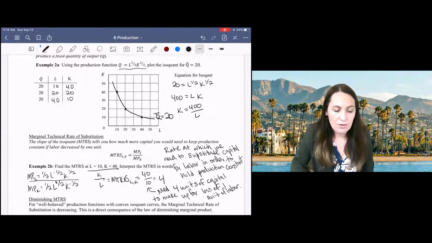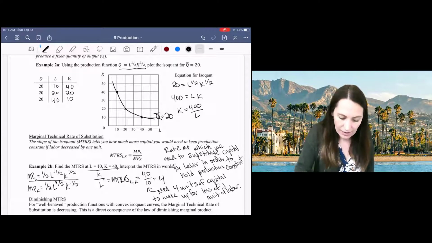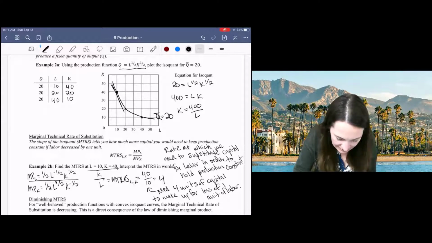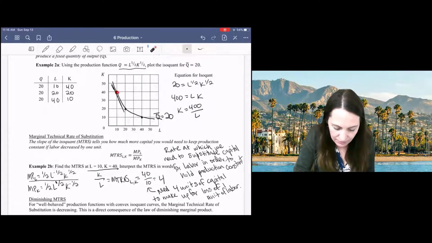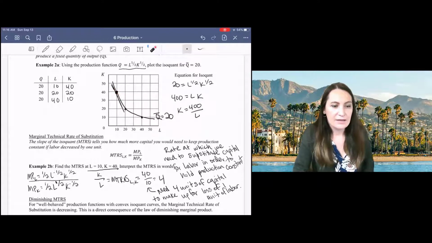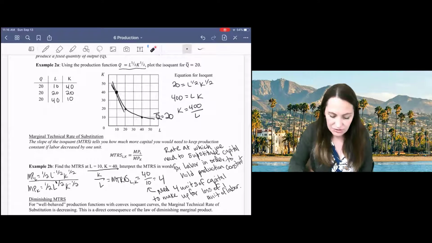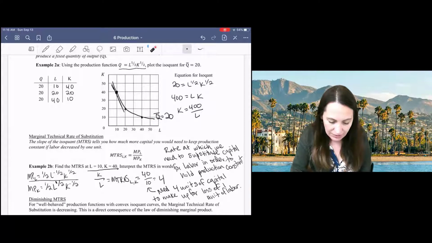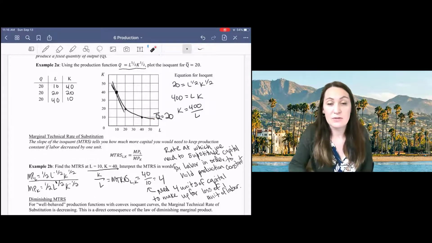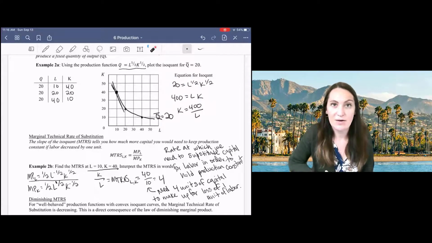Remember that because what we're plotting here is the slope of the isoquant, this ratio is really only valid for small changes around this point. Labor equals 10 and capital equals 40. Also notice that the marginal technical rate of substitution will diminish as we add more labor to our production function. In other words, as we add more labor, labor becomes less and less productive relative to capital. And that's due to the diminishing marginal product that we talked about in the previous videos.